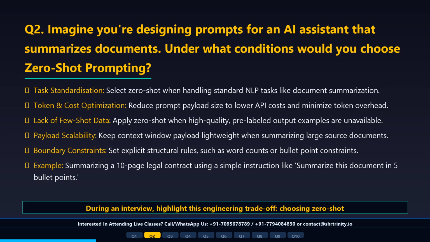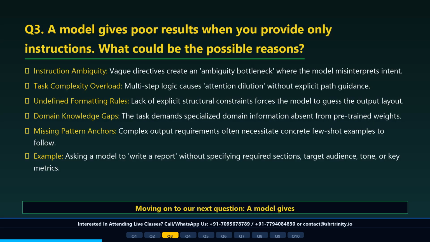During an interview, highlight this engineering trade-off. Choosing zero-shot for high-volume, standard tasks like summarization provides immediate cost and speed optimizations, whereas complex custom output formats would warrant moving to few-shot prompting. Moving on to our next question, a model gives poor results when you provide only instructions. What could be the possible reasons?